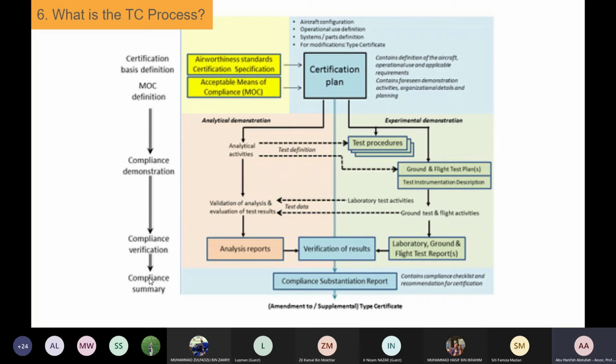This is a detailed process here, which I will explain if you go through the proper training on design and certification of drones. We conduct that training, and if you go through the training, we'll go through this box by box, and we will also show you how to do it.